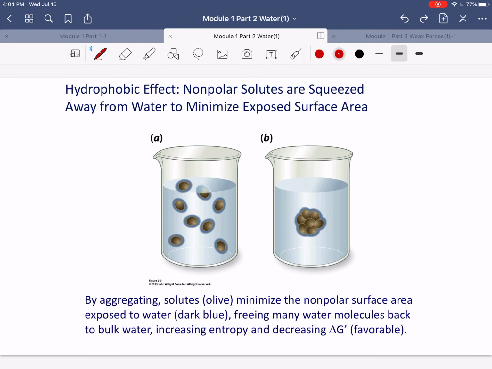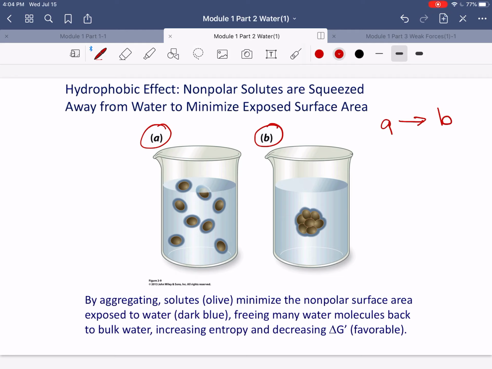To illustrate the hydrophobic effect, we have two beakers. Okay, we have a beaker of nonpolar solutes. You can think of them as oil, although oil would float. They're kind of olive color and shape, and they're surrounded by a darker blue, and those are your clathrates, or your cages of water. Okay, so A is the starting point, and B is the final point. So we're going from A to B.